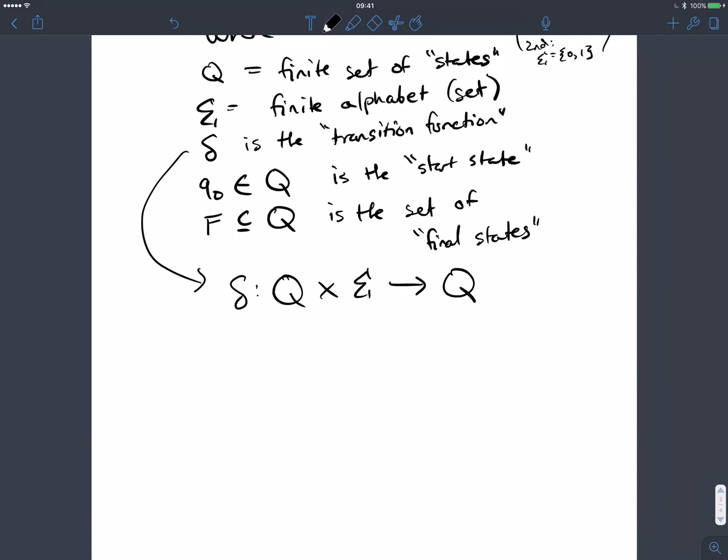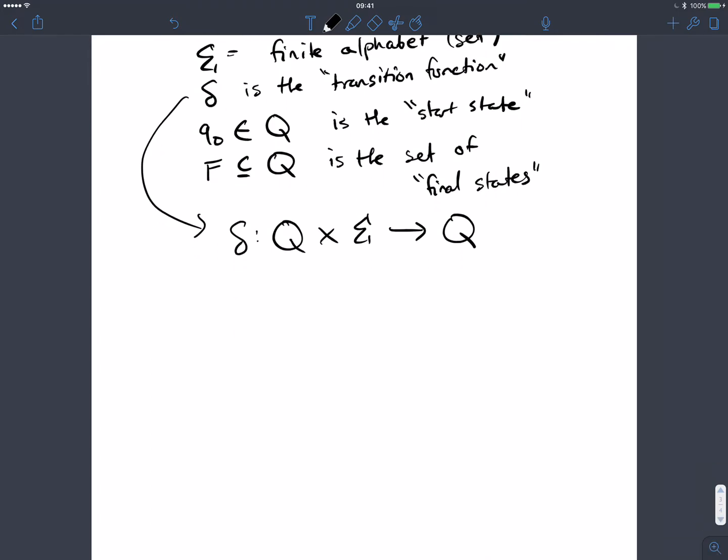No, it just says that it's a function, right? It doesn't have to output something. It doesn't have to be defined for some state and input symbol. So we need an extra qualifier. We need to say that delta is a total function.